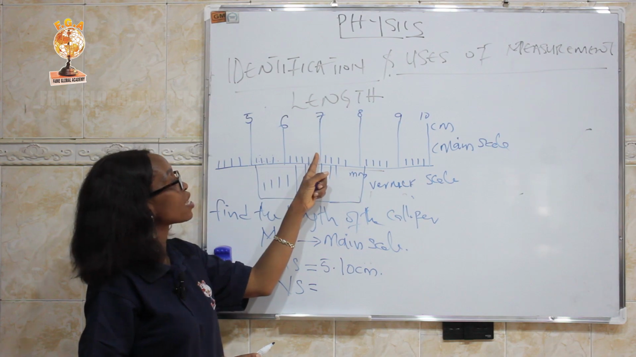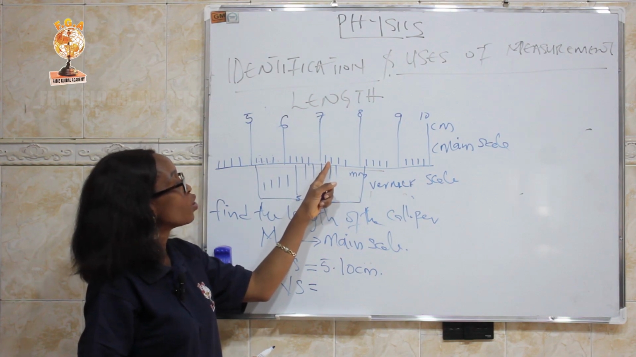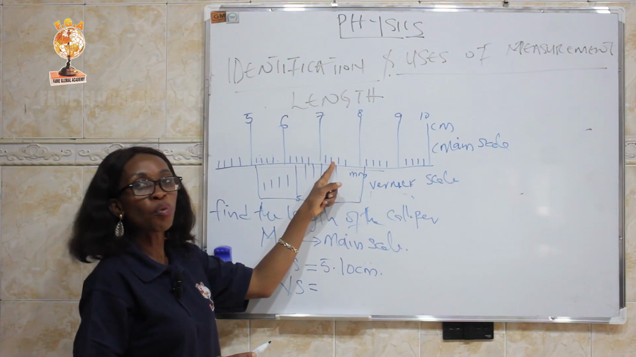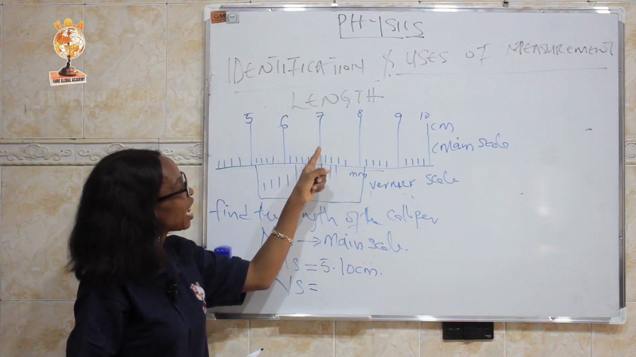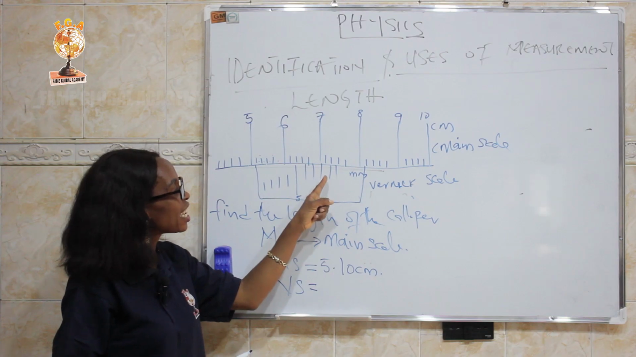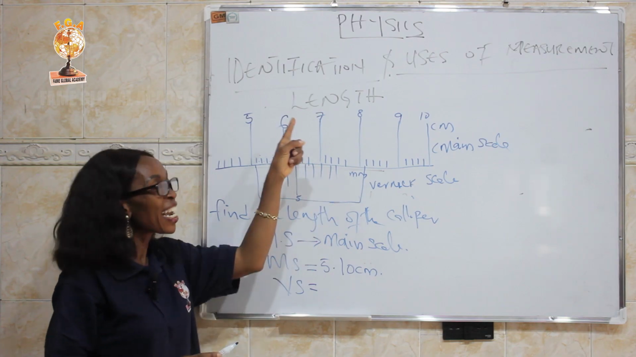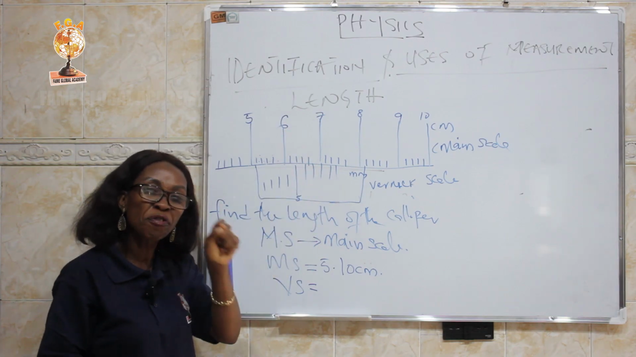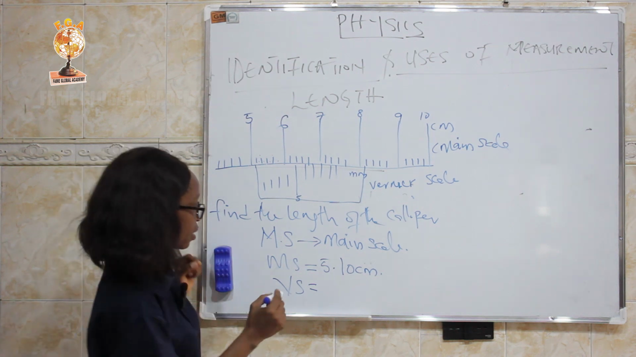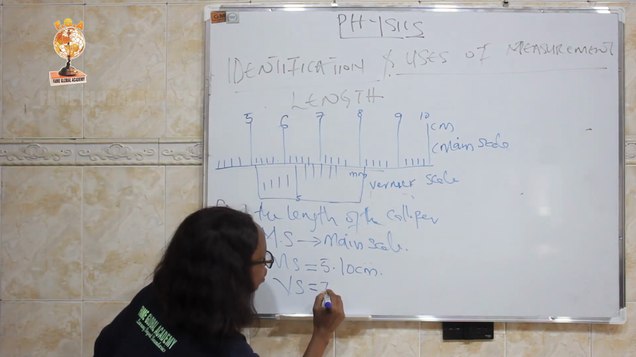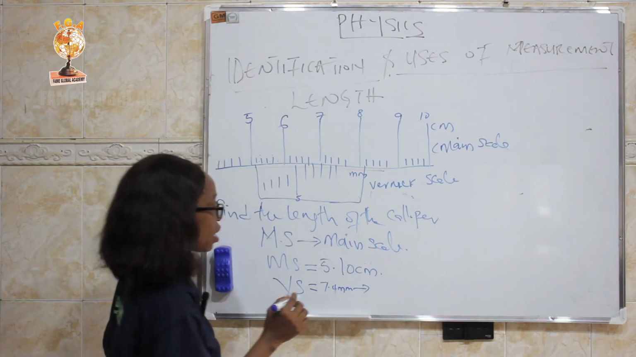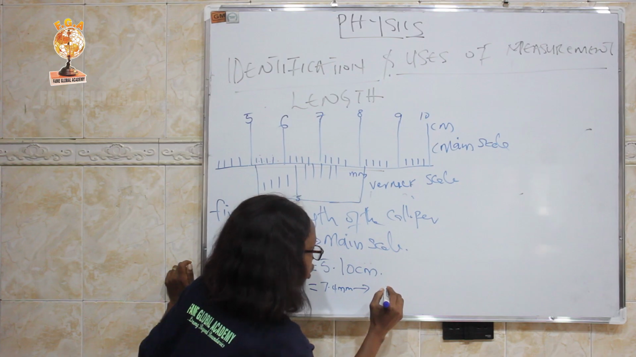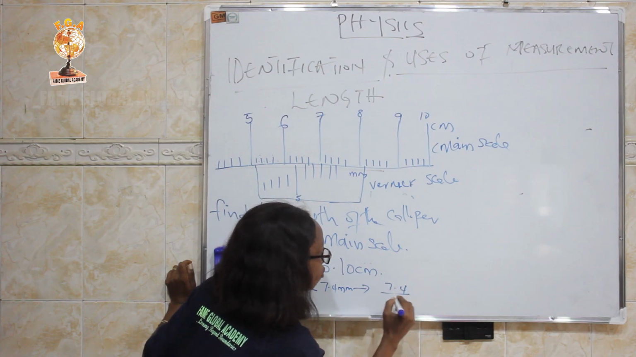Remember, if this is 7, this is 7.2. This is now what? 7.4. So the vernier scale is coinciding with the line in the main scale at 7.4 millimeters. But I have to convert it to centimeters. So I divide by 100. So 7.4 divided by 100.